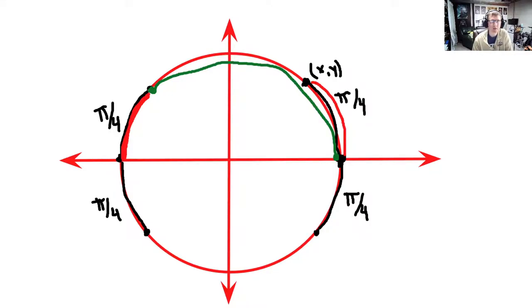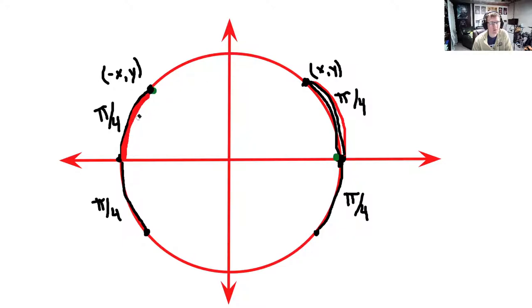Okay, so I could take that green one, and because this reference number is the same as this angle, I know that the coordinate of that point is (x, y). This one has a negative x, though, because that's a reflection across the y-axis.